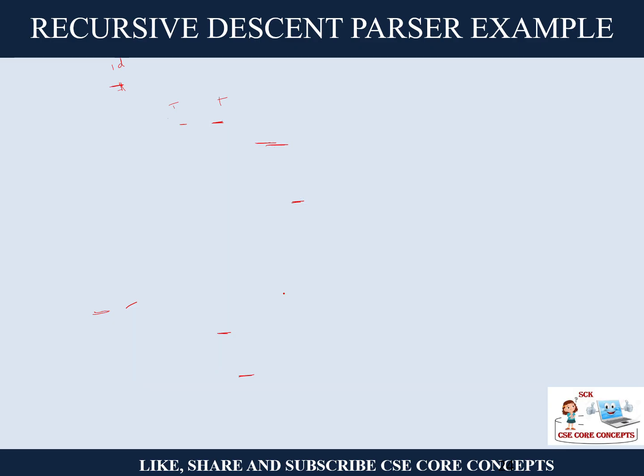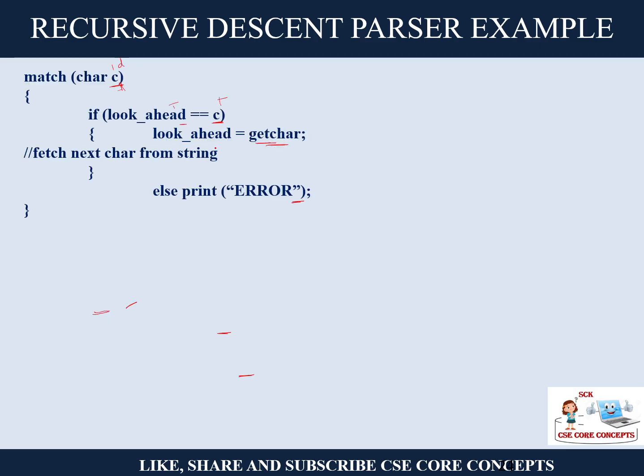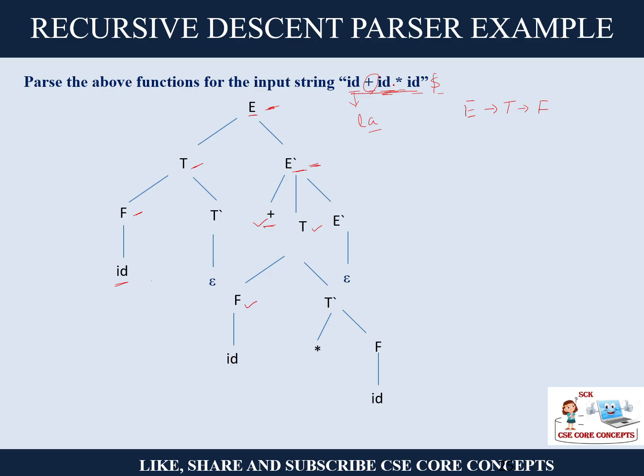So now let's see in F, we check look ahead is open bracket, no. Look ahead is ID, yes. So match your look ahead. So let's go to the match function. Look ahead is ID, C is ID, yes. Get the next character. So your next character is your star, right? So this ID has been matched.